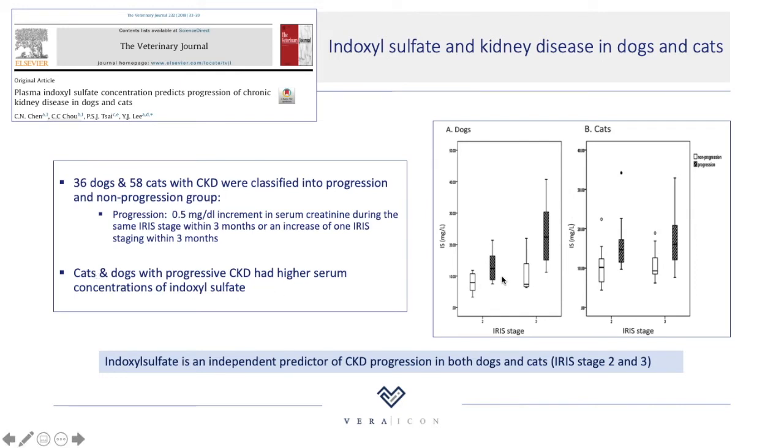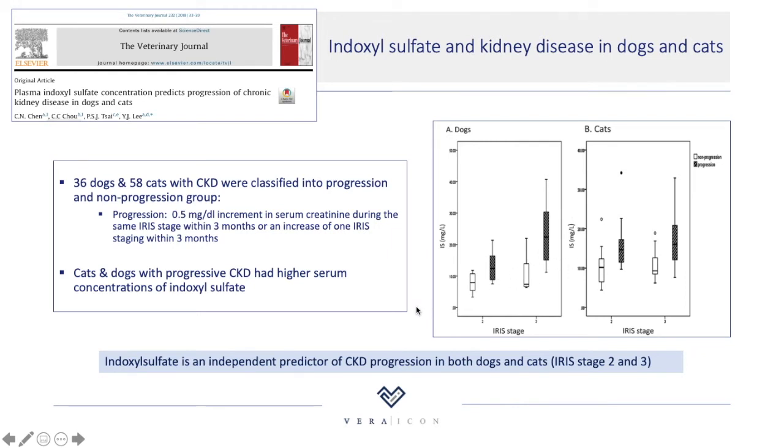And they could show, and this is represented here, that if a dog or a cat has progressive disease in stage 2 or stage 3, serum indoxyl sulfate levels will be higher. So the more severe the disease, the higher the serum indoxyl sulfate concentration will be for dogs and for cats in stage 3 and stage 2.